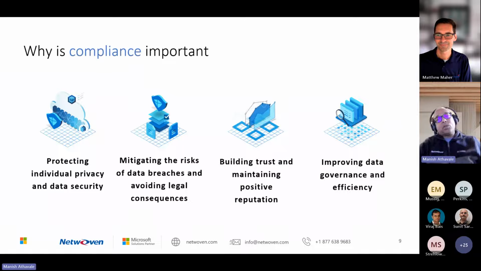So why is compliance so important? Why do we talk about compliance? So what is compliance, right? I mean, data compliance, if you go to Wikipedia, it refers to the adherence of laws, regulations, and industry standards that govern how organizations collect, store, use, and dispose of data, right?